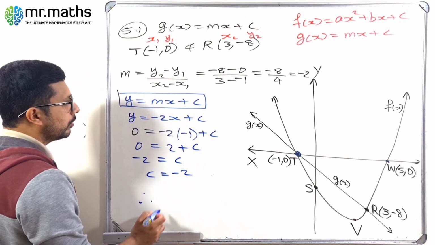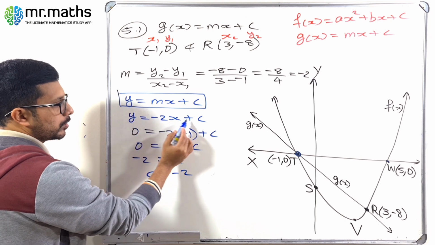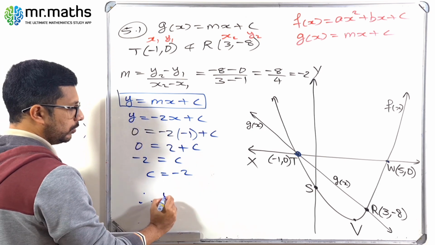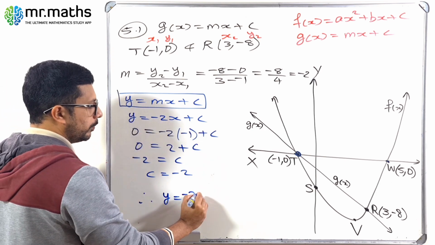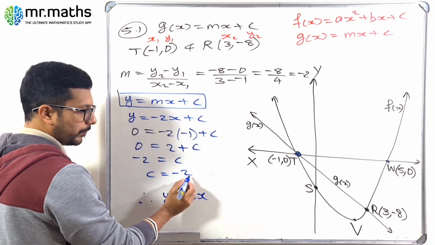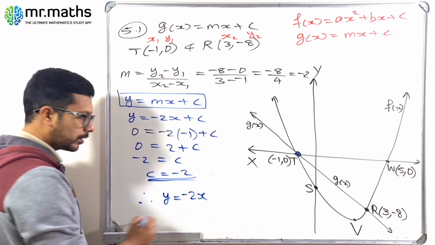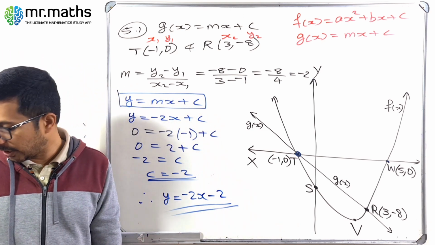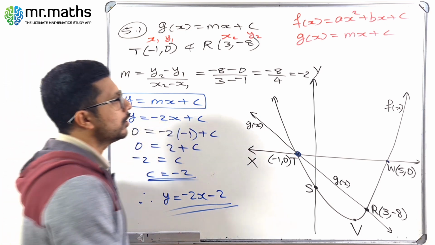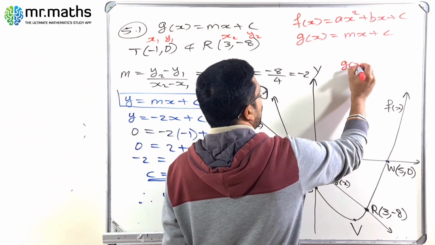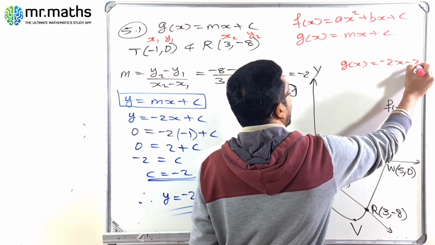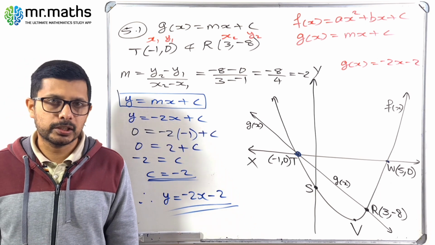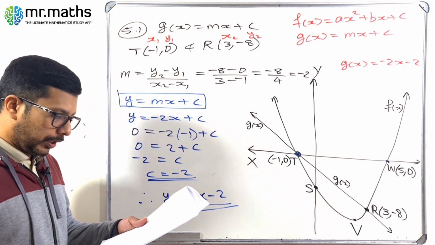So therefore what is the equation now? We got the equation y = -2x + c, and now we know that c is -2. So y = -2x + c, and here we got the value of c as -2. So what is the equation of g(x)? y = -2x - 2. So that is the question. We got the equation of g(x) as -2x - 2. Just write it there. If you want, we can use that one later. So that is question number 5.1.